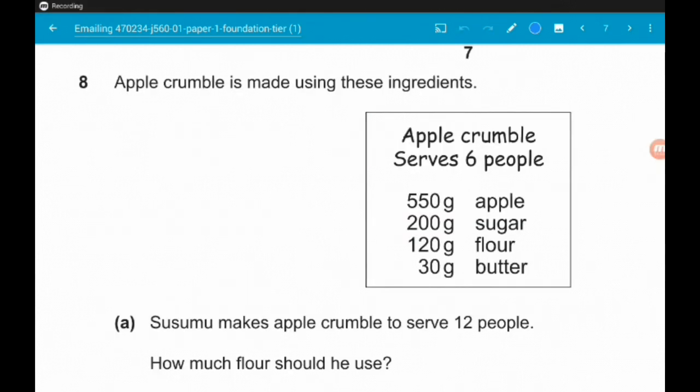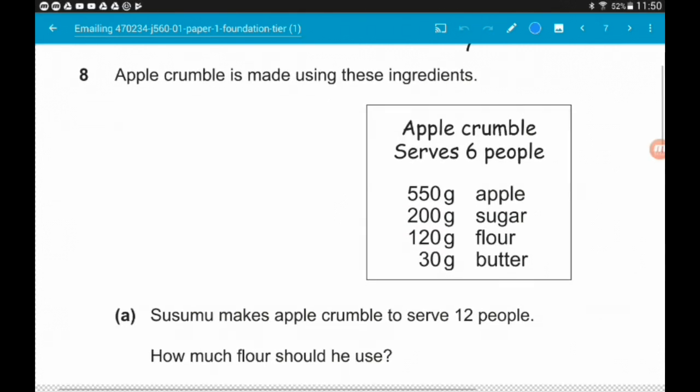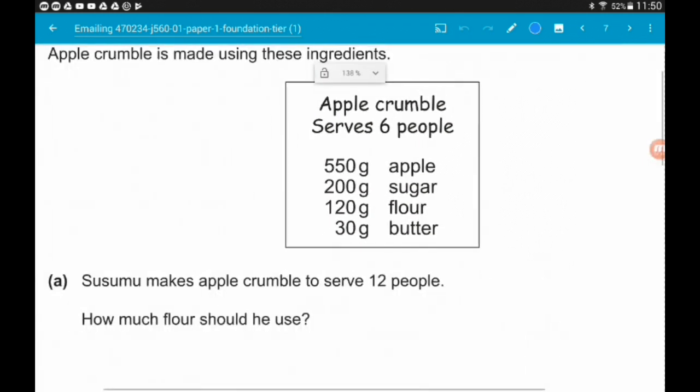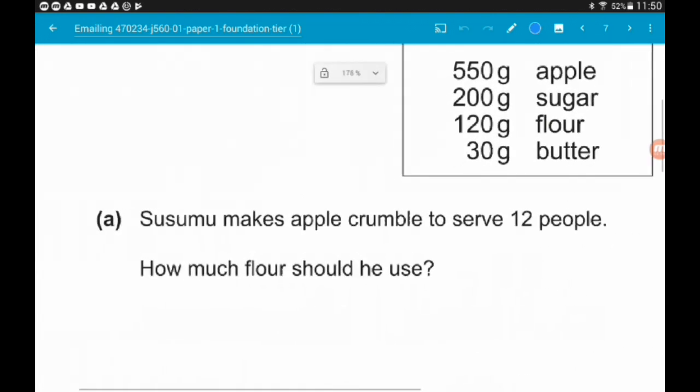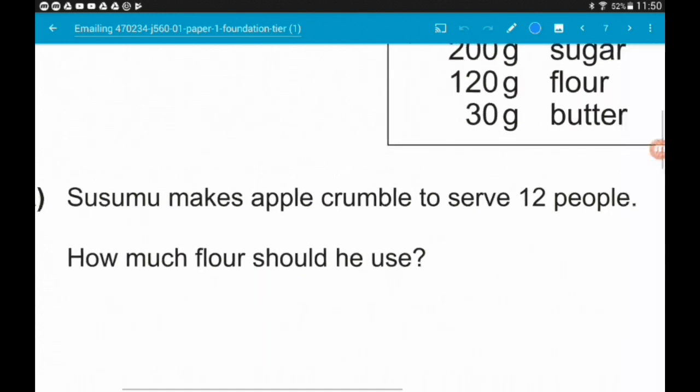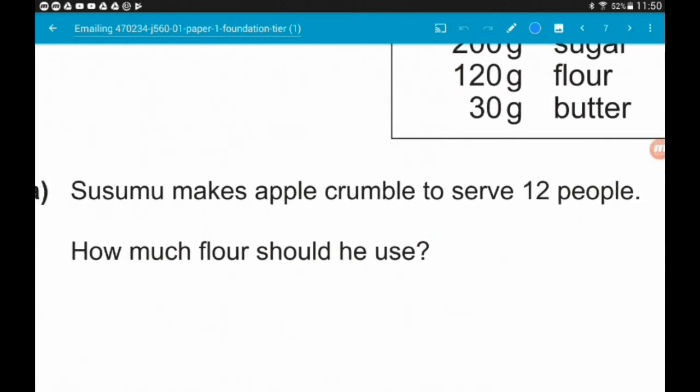Okay, question 8, we've got a recipe question. It's for apple crumble, and this recipe serves 6 people. So we've got 550 grams of apples, 200 grams of sugar, 120 grams of flour, 30 grams of butter. So part A, Susumu, sorry if I'm mispronouncing, makes apple crumble to serve 12 people. How much flour should he use?